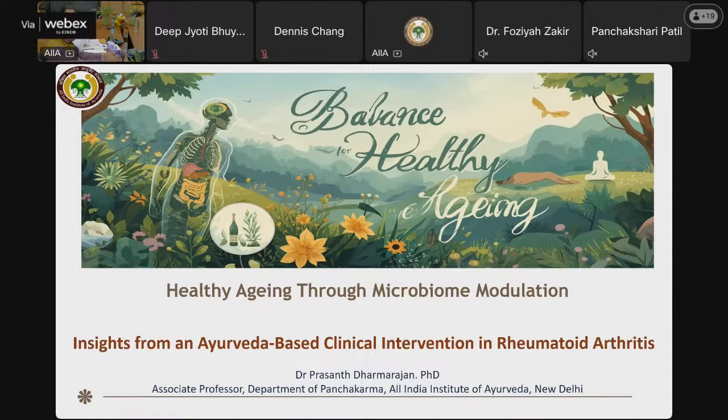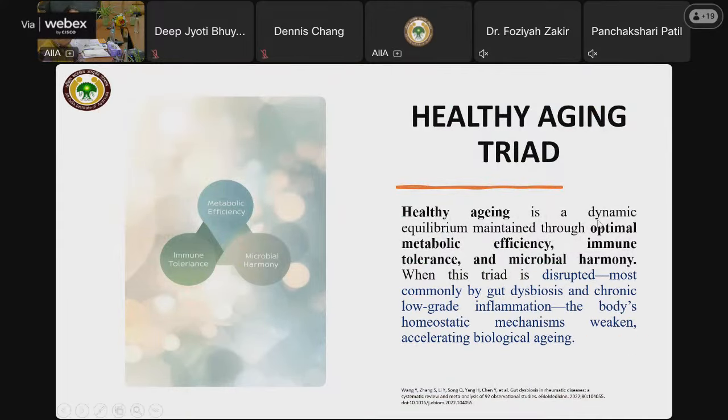So today, I would like to present a humble titled work, which was done on rheumatoid arthritis, which I want to redirect to the specific topic, which is healthy aging through microbiome modulation, and insights from an Ayurveda-based clinical intervention in rheumatoid arthritis. So we know that healthy aging is a dynamic equilibrium that can be maintained through optimal metabolic efficiency, immune tolerance, and microbial harmony. When this triad is disrupted, most commonly by gut dysbiosis and chronic low-grade inflammation, the body's homeostatic mechanism weakens, accelerating aging. So there is a very good interconnection between these triads.